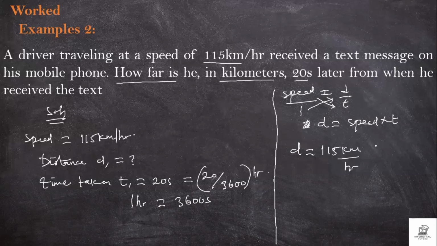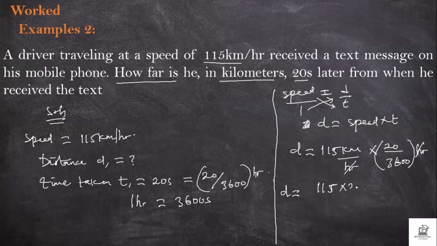So let's do it like this. Multiply by 20 all over 3,600, all in hour. So 1 hour is in the numerator, and we cancel the hour in the denominator. You see your answer is now left in what? Kilometer. So in that case, D will be equal to 115 multiplied by 20 all over 3,600.